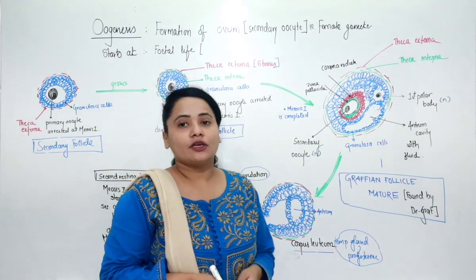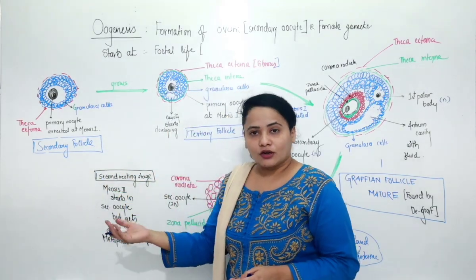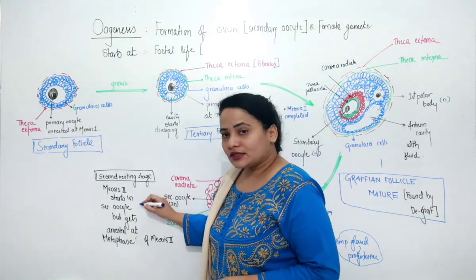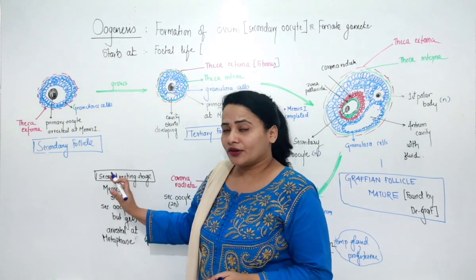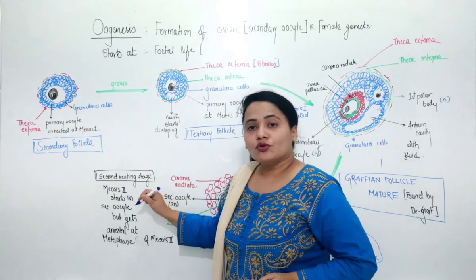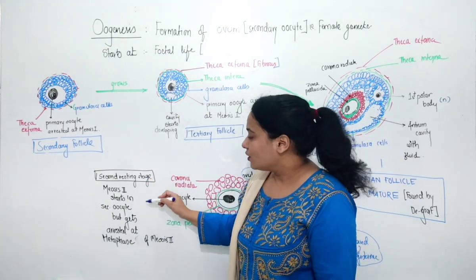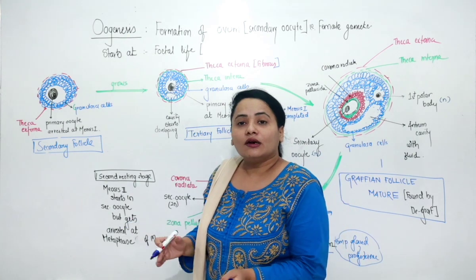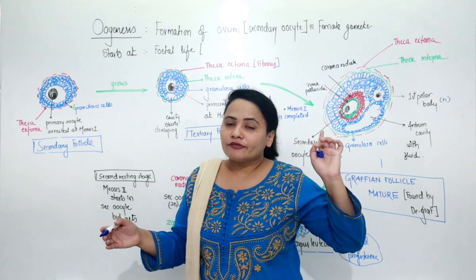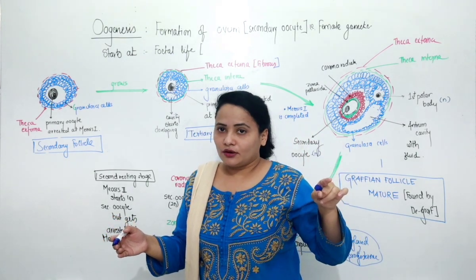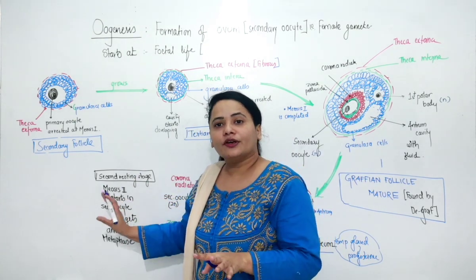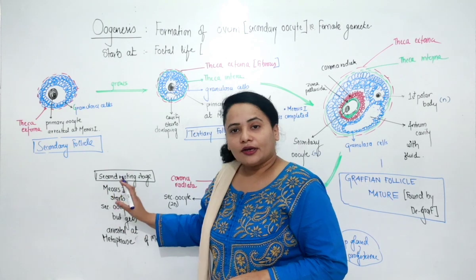Now what happens to this secondary oocyte? Once ovulation occurs, the secondary oocyte is released from the ovary, right? So this goes to the second resting stage. Now the first resting stage we have already seen. This goes to the second resting stage, which is the metaphase of meiosis 2. So the first resting phase was prophase diplotene, right? Here it is metaphase of meiosis 2, and here it remains arrested.